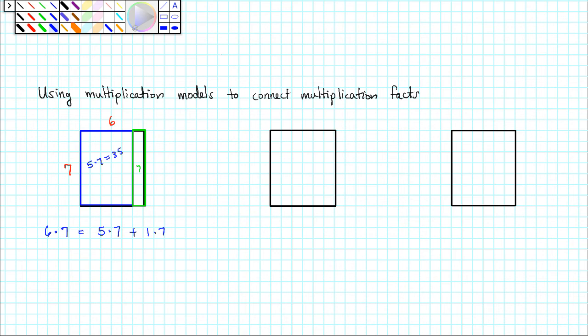So another way that we might think about this is, well, I really connect to 5 groups of 6 first. So I say, well, I know that 5 groups of 6, let me label these again. This is 6 times 7. And maybe I know that 5 groups of 6 is 30.